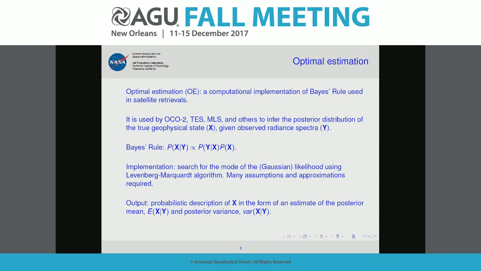So optimal estimation retrievals actually yield two quantities. They yield an estimated posterior mean, which I've written there as the expectation of x given y, and an estimate of the posterior variance, the variance of x given y. It's easy to get confused here, because when you're inside the retrieval game, you're producing estimates of the expectation of x given y and the variance of x given y. And if you're in the uncertainty quantification game, you have to step outside of that, and look at that and ask how good those estimates are.